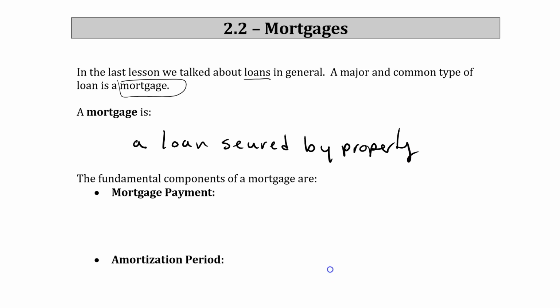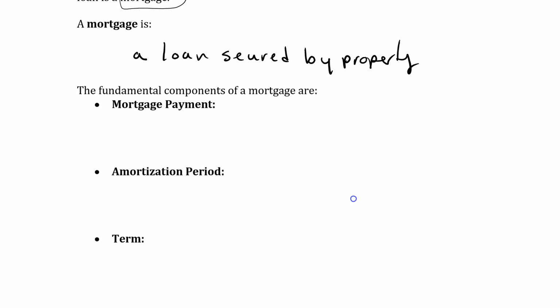In order for the bank to loan money, enough money to buy a house, which is a whole ton of money, it has to be secured by something. And so the property that you purchase and the home that's on the property is what secures your mortgage. Now there are three fundamental components of a mortgage: a mortgage payment, an amortization period, and a term.